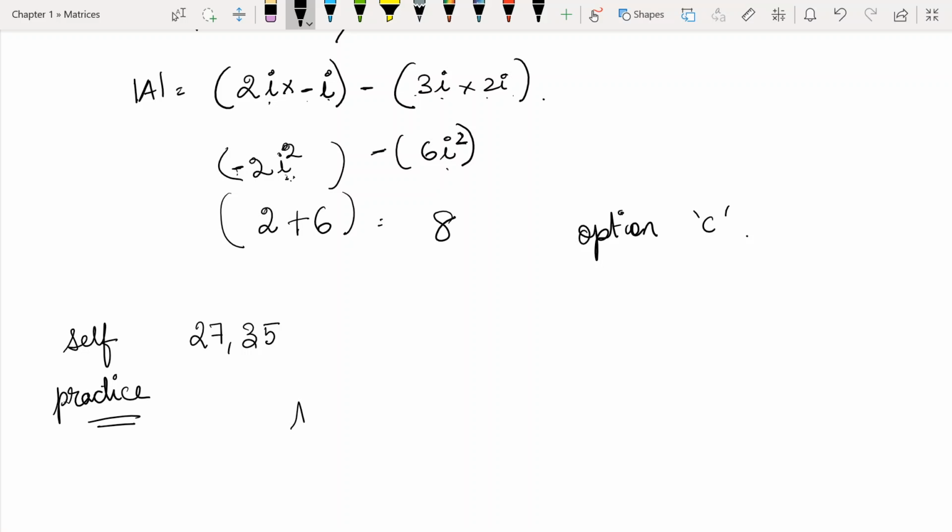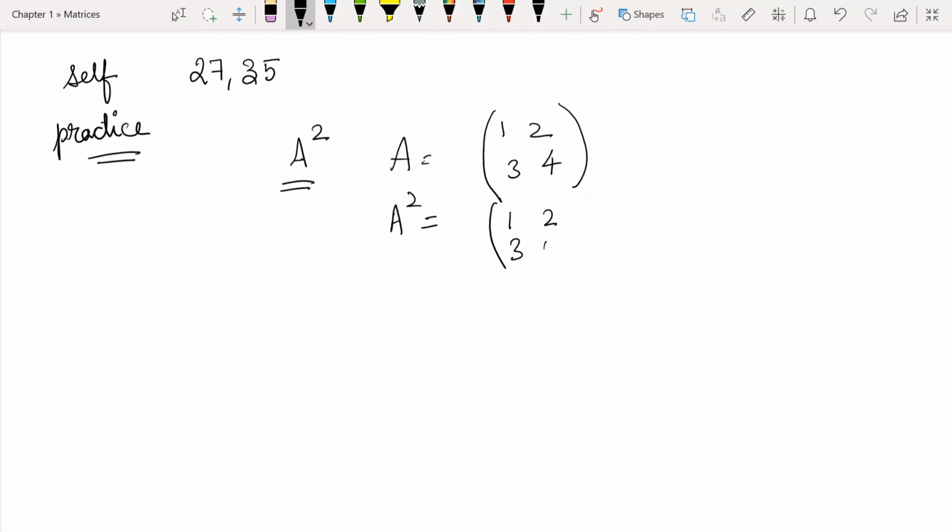Okay. Let me just give you one clue. When the question is asking you to find A square of a matrix and the matrix is given to you as 1, 2, 3, 4, suppose this is the matrix, then A square is nothing but 1, 2, 3, 4 into 1, 2, 3, 4. Not the square of these elements. Now 1 into 1 is 1. 2 into 3 is 6. This will be the first element.